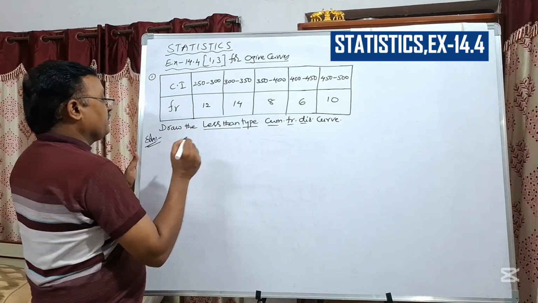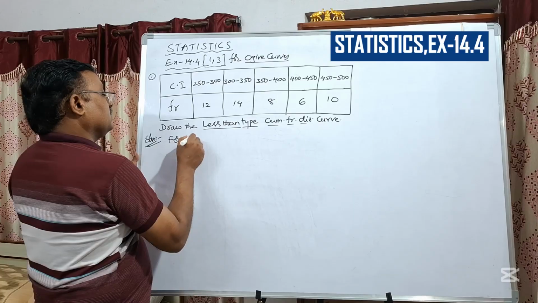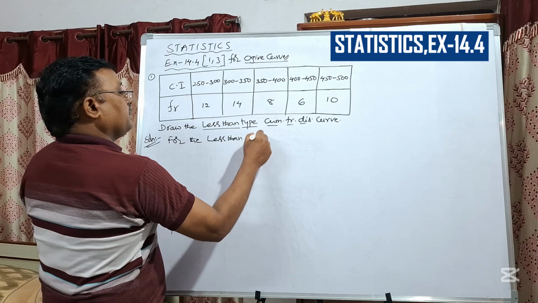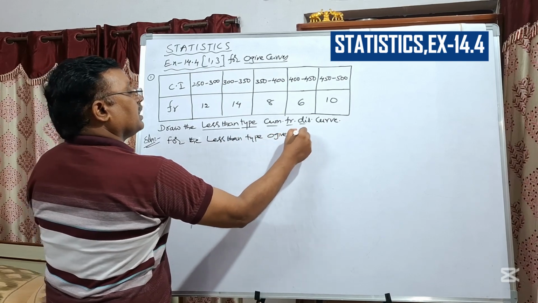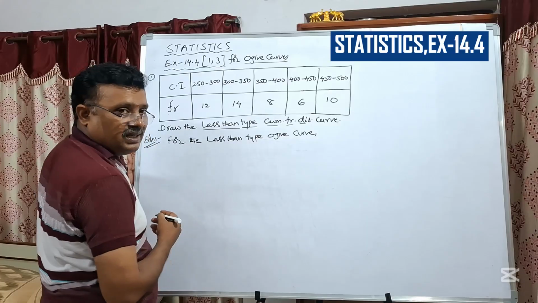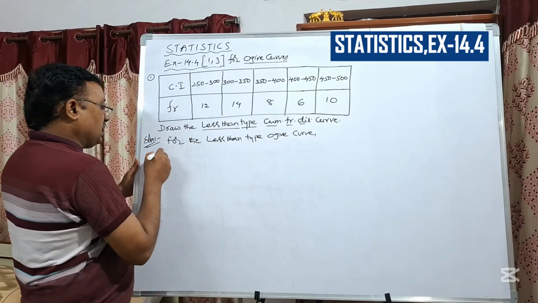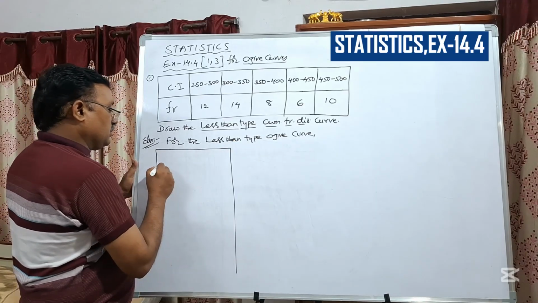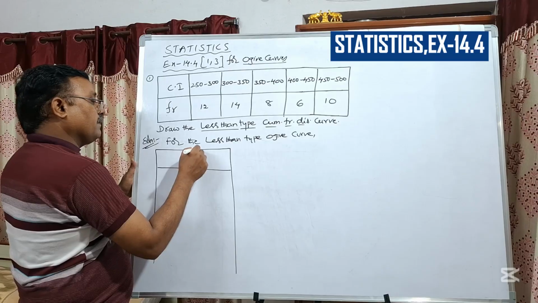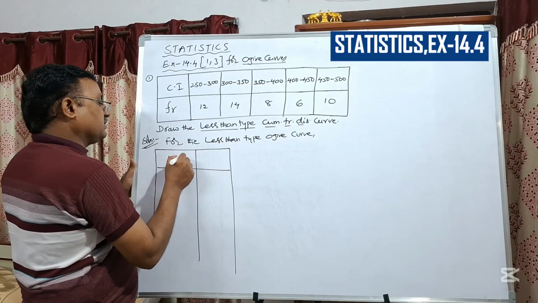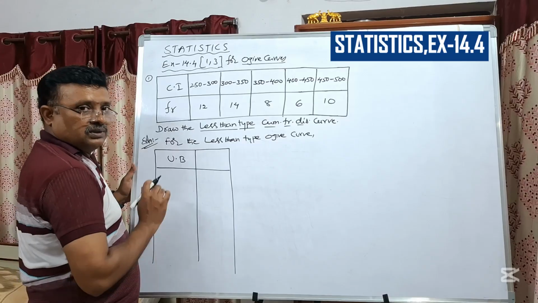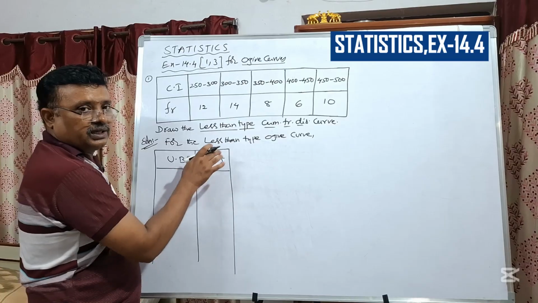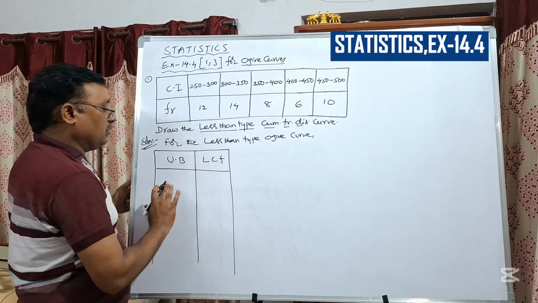Listen to me carefully. As I told you before, for the less than type ogive curve, prepare the table like this. What is the table we need? We need to take upper boundaries on the x-axis, so that will become the first column. Then LCF value will be on the y-axis, so the second column will be LCF. How to prepare?